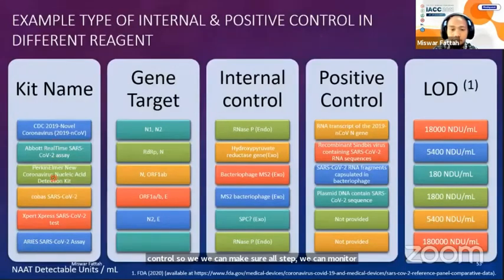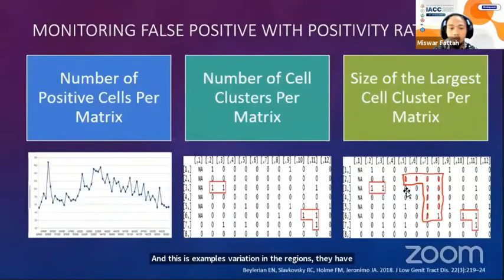And these are examples of variation in the reagents. They have different internal controls. For example, GeneXpert uses exogenous controls, and COBAS uses exogenous too, and for endogenous, for example, the CDC uses RNase P as endogenous. These have different LODs.